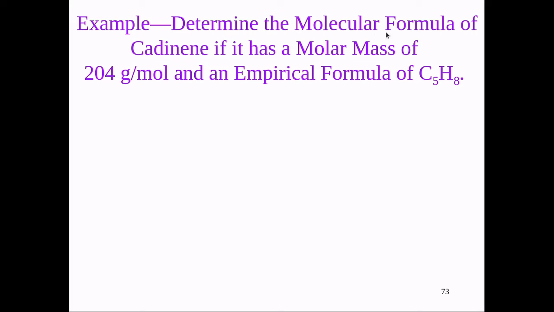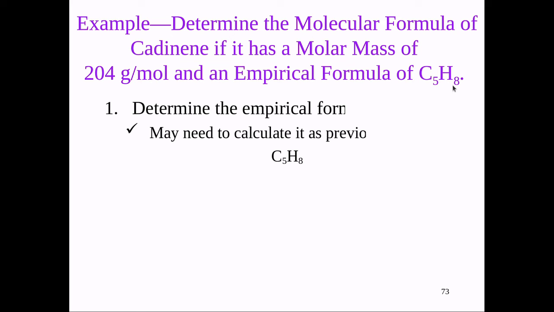So we want to determine the molecular formula of catenine if it has a molar mass of 204 grams per mole and an empirical formula of C5H8. So the first thing we need to do is determine the empirical formula. And we might need to figure it out before. So we could have backed this problem up and just given us percent composition data. But in this one, we're just given the empirical formula directly. At the end of this, we'll do one where we actually combine these two together, and you can see the whole problem put together.